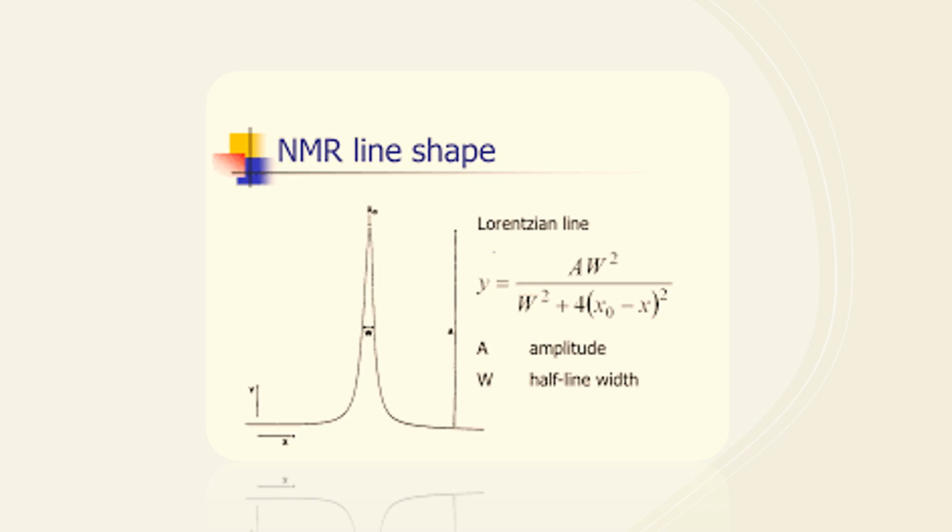The diagram shows the Lorentzian line shape, which describes the typical NMR peak. Amplitude, the height of the peak. Half-line width, the width of the peak at half its height, also called line width. The line width gives information about molecular motion and interactions. Narrow peaks indicate well-resolved systems, while broad peaks suggest dynamic processes or interactions.